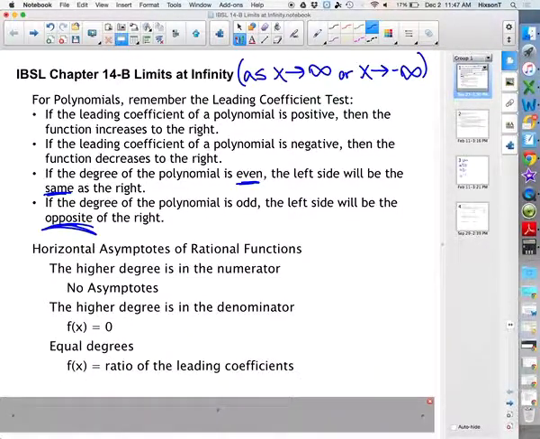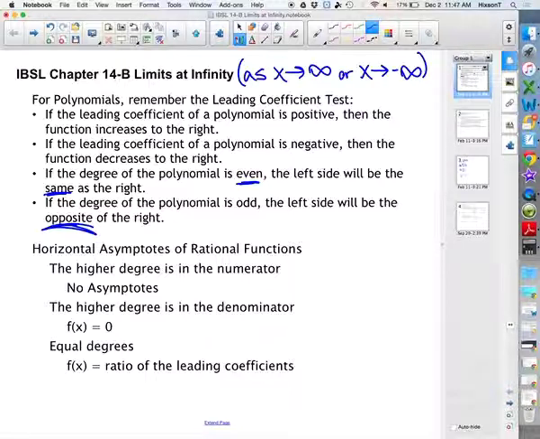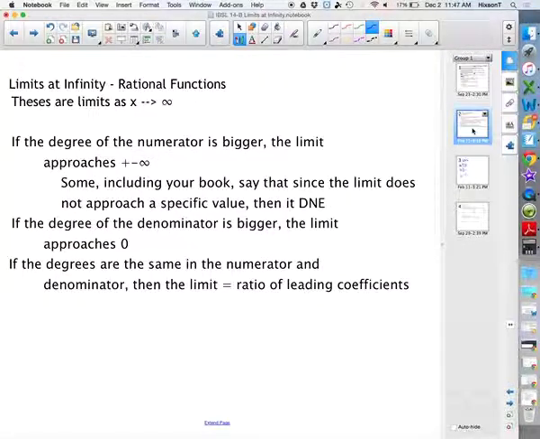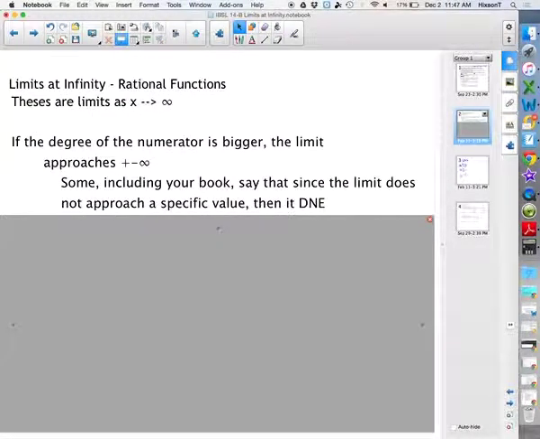Okay? So, here is what we learned about horizontal asymptotes. Those values for the horizontal asymptotes are what will give us the values of our limits. So let's look at that specifically here. We're looking at limits as x approaches positive or negative infinity. If the degree of the numerator is bigger, the limit is going to approach positive or negative infinity. As we've said, since it doesn't approach a specific value, the limit does not exist. That's bigger on top: none.